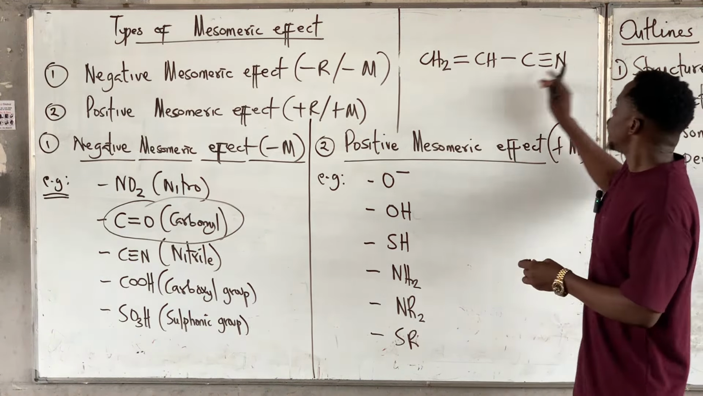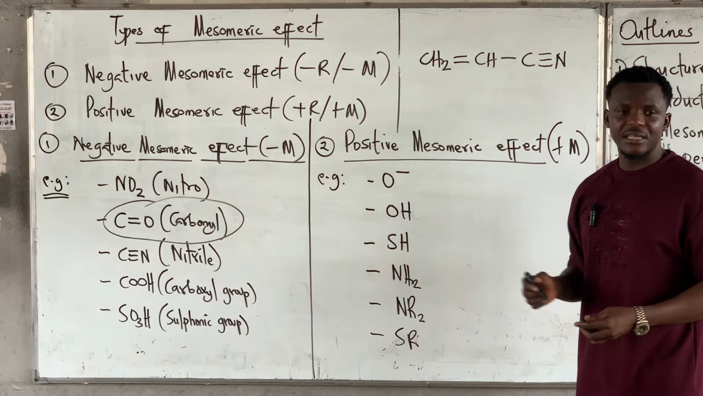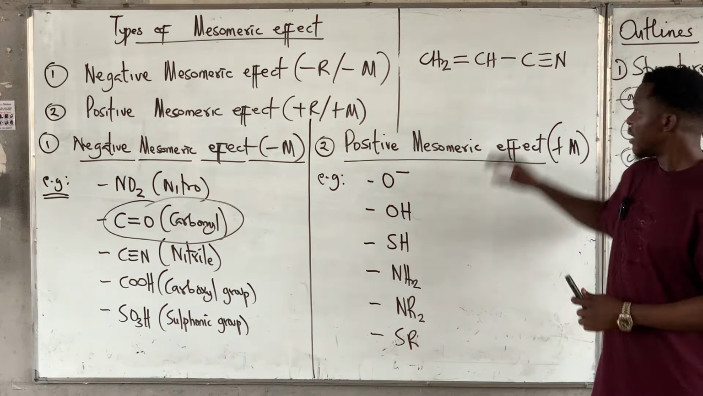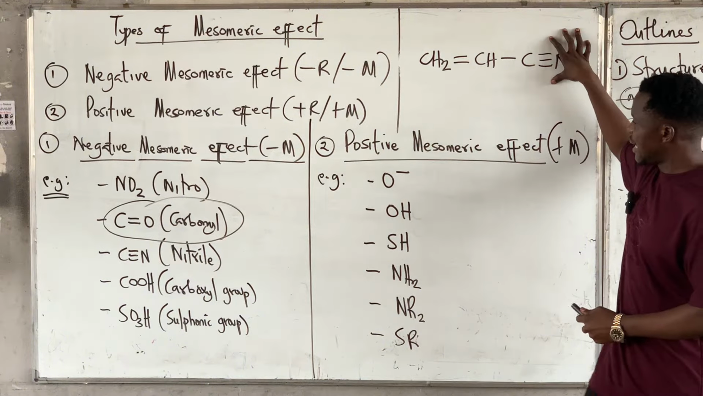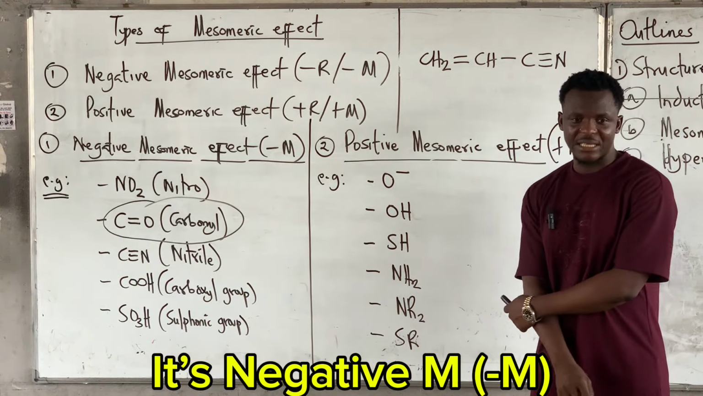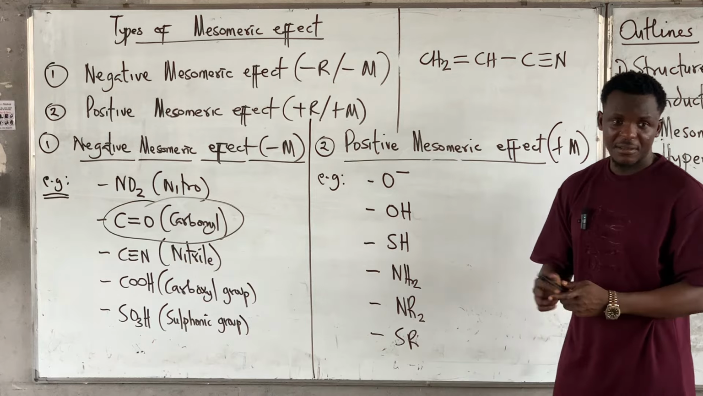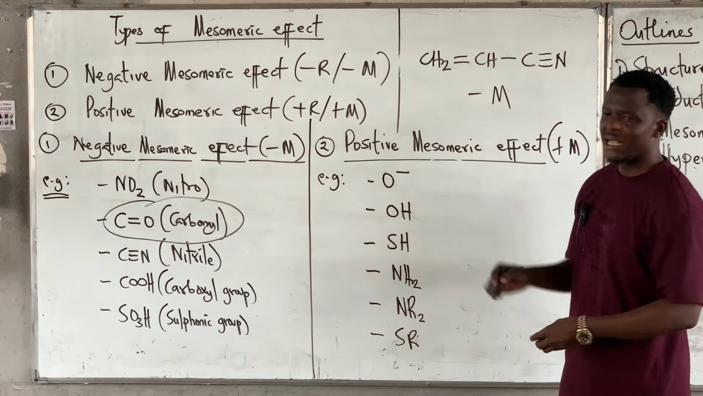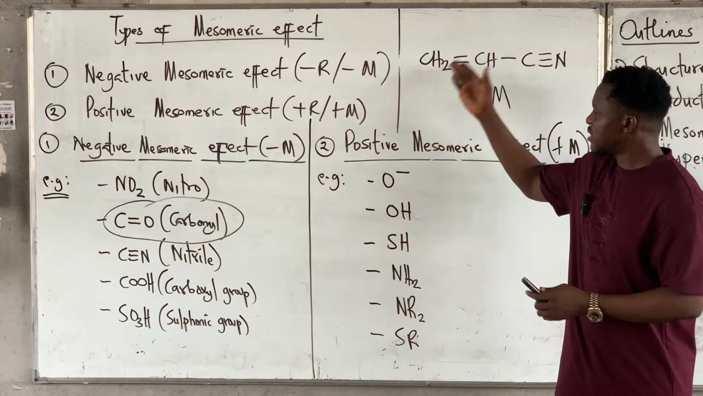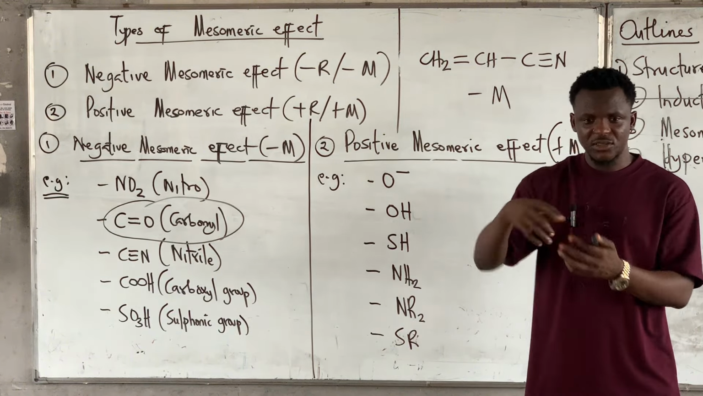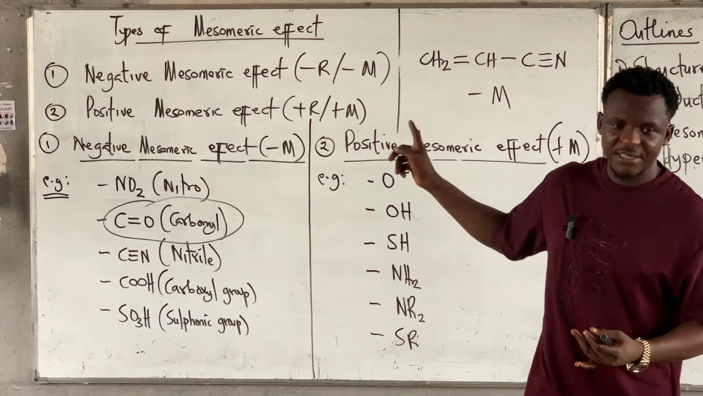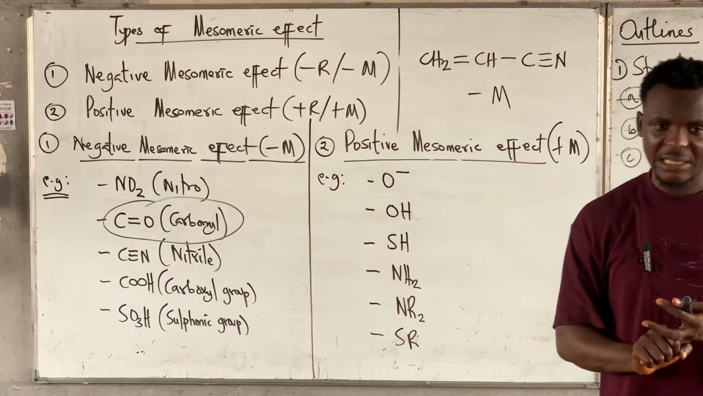Now, which of these is inducing the mesomeric effect? Is it this guy or this guy? CN, right? Now, CN, is it negative or positive? So which type of mesomeric effect is exhibited here? Very simple. So that is how you answer your question. You look at the question now. Which type of substituent is present? You get your answer and you're done. So this is the second way the question can be asked.